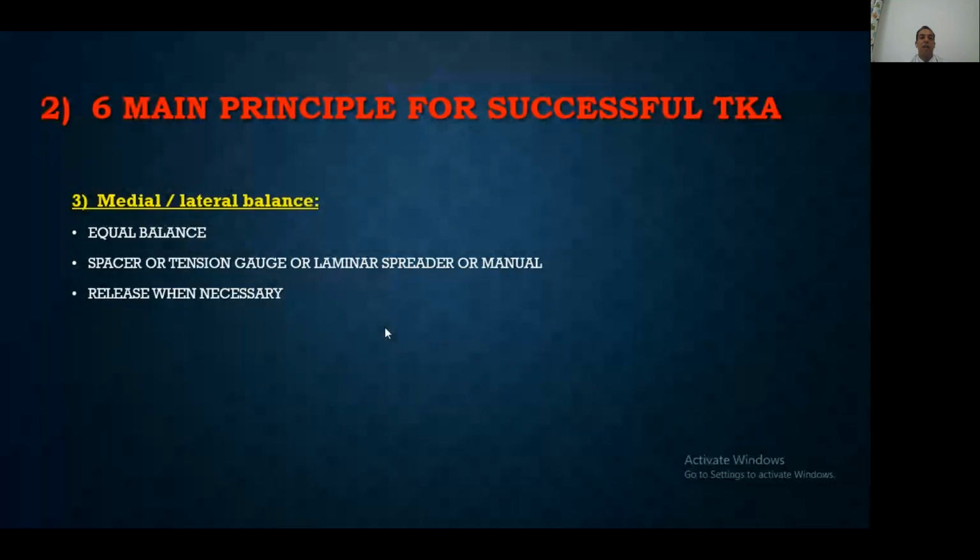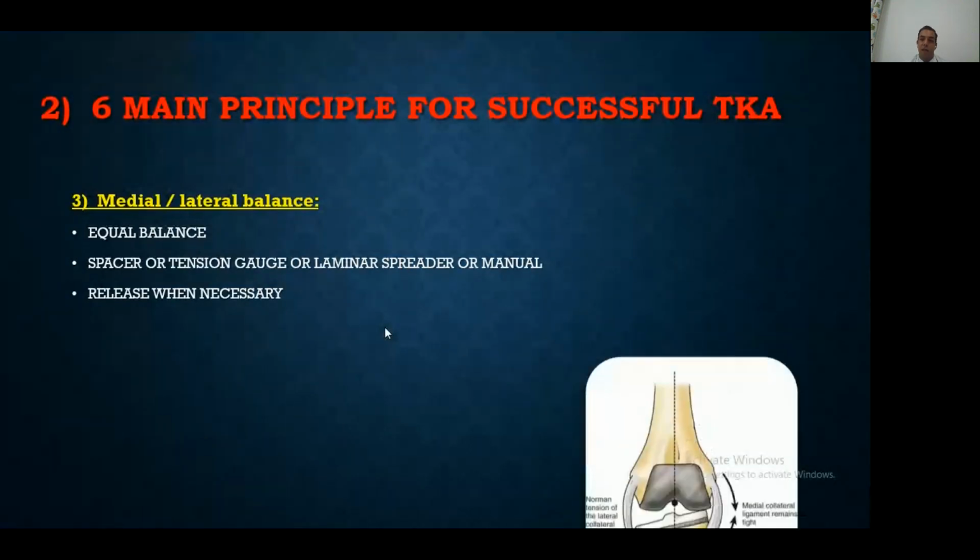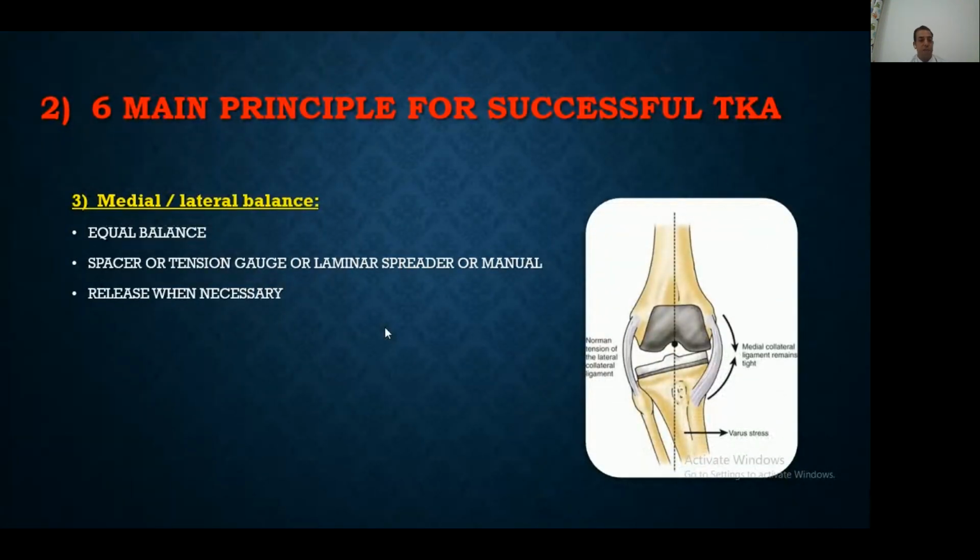Third one is medial and lateral balance. Look at this picture. You have medial and lateral collateral ligaments, which are responsible for the balance of the knee while walking and standing. So while we are doing this operation, we have to make sure that the medial side and lateral side are equally balanced.